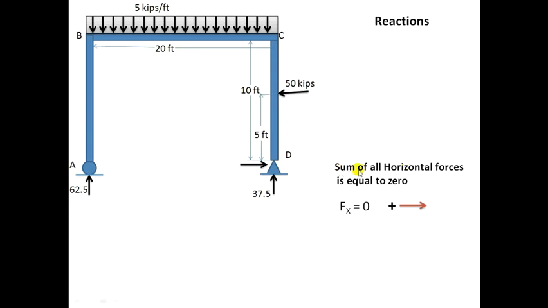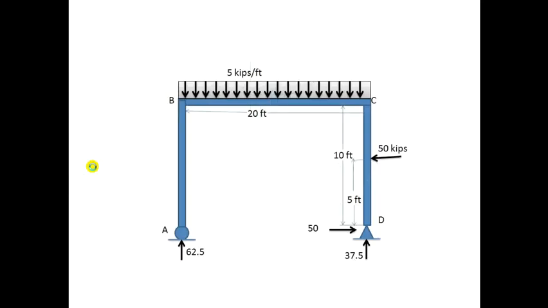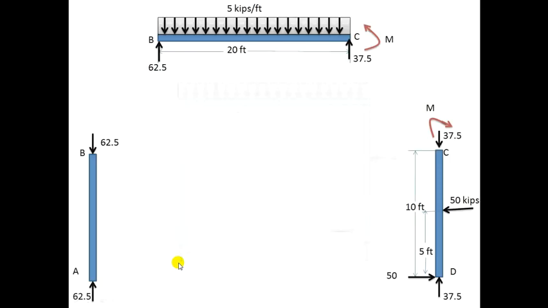And now, by taking the sum of all horizontal forces equal to 0, I will get the horizontal reaction as 50 kip. Only at the pin, where the pin is acting, the 50 horizontal reaction will act. At the roller there is no horizontal reaction. This is the frame with the reactions solved, and now I will draw these.